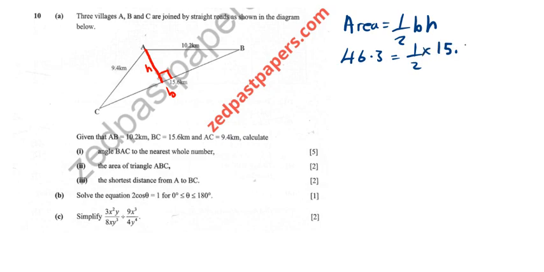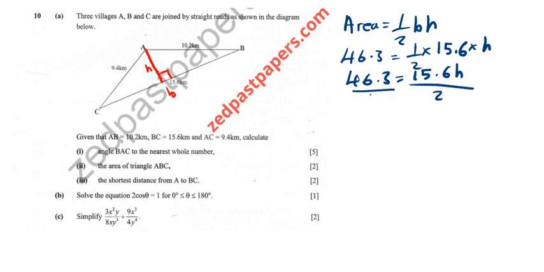So we say our area will be equal to 1 over 2 BH, like that. And then our area, we have found it is 46.3. So we say 46.3 is equal to 1 over 2. Now we are finding our h, right? So our base, we know it is 15.6. So we say multiply by 15.6 multiply by h. So you say 46.3 is equal to 1 multiplied by 15.6 multiplied by h. It will be 15.6 h over 2.